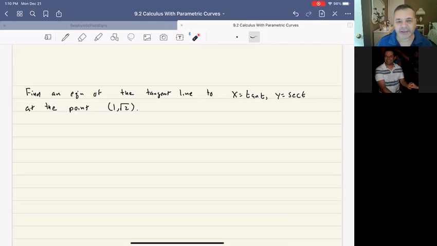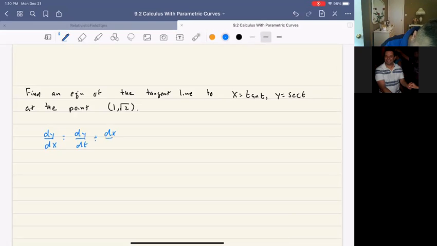So let's take the derivative first. So we're going to take dy dx equals dy dt divided by dx dt. So that's going to equal what? Dy dt, derivative of secant is secant tangent. Derivative of tangent is secant squared.